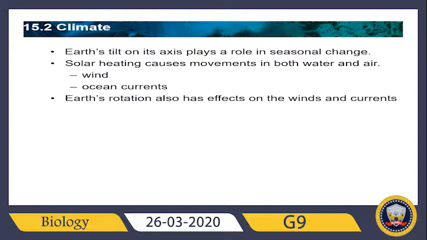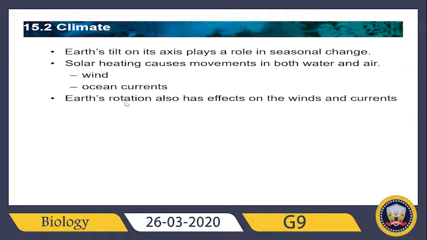Now, the solar heating causes movement in water and air. The wind you are seeing is because of the solar rays. The ocean currents, because of the sun, influence the winds and the ocean currents.